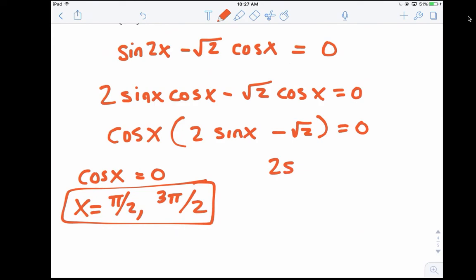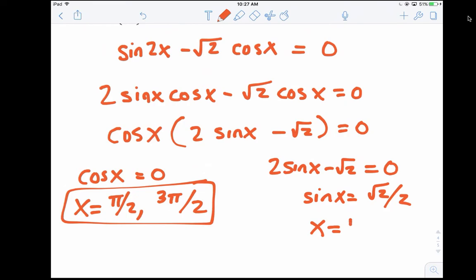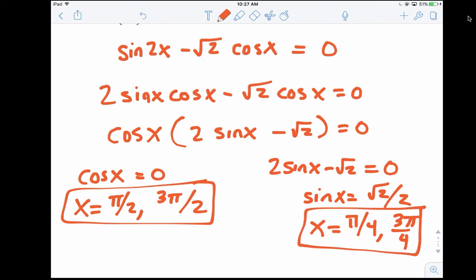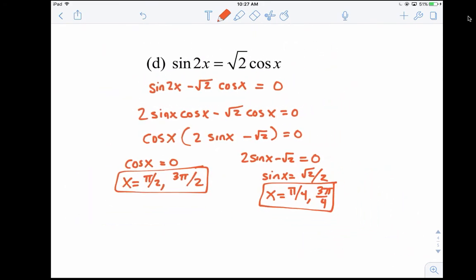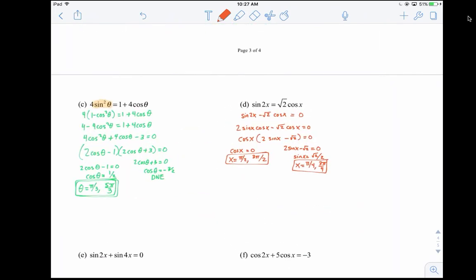And then I have 2 sine minus root 2 is equal to 0. So where does sine equal root 2 over 2? That answer would be pi over 4 and 3 pi over 4. So if you have multiple functions, again, you want to maybe use an identity to change it to be the same function or a common function where you can factor it out.